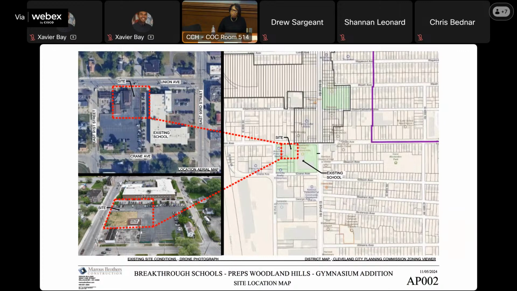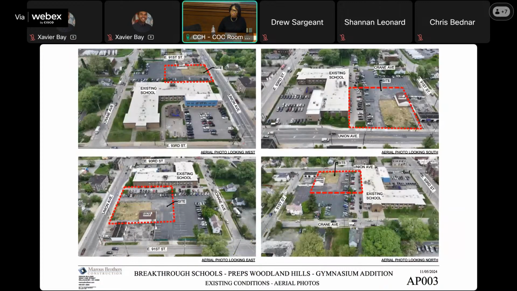And the next slide, we'll see a couple more aerial views just to help get oriented. These are from the 4 cardinal views. I will point out something salient from each of these. In the upper left, you see the view from 93rd looking west. So the primary facade of the building is on 93rd.